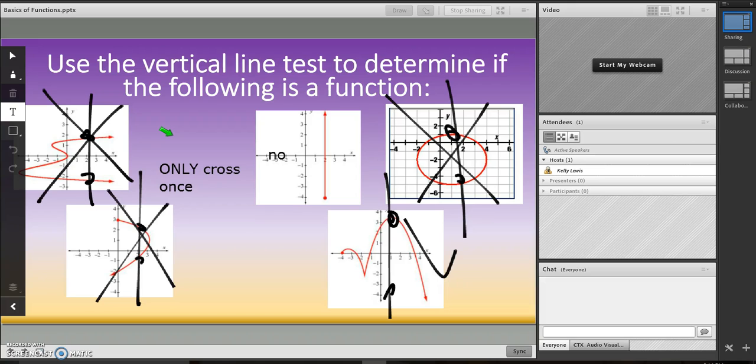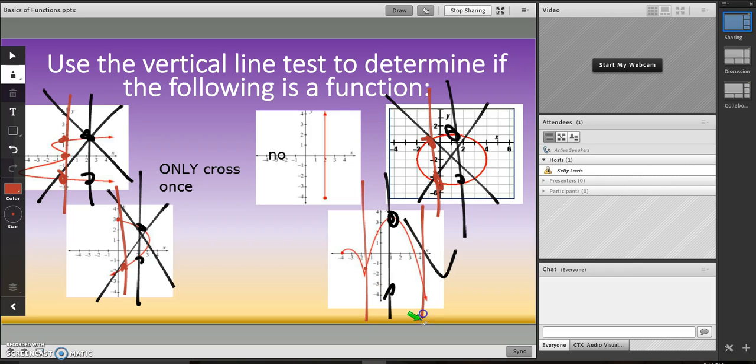Okay, so we were talking about the vertical line test, and it just works by drawing a straight up and down vertical line, and if it crosses the graph more than once, it's not a function. So it crossed over there 3 times, it crossed here twice, it'll cross this one twice. Over here, it doesn't matter where we draw the line, it only crosses it 1 time.